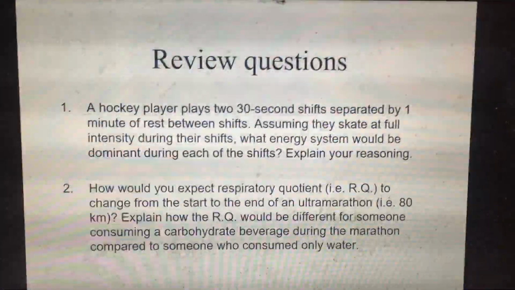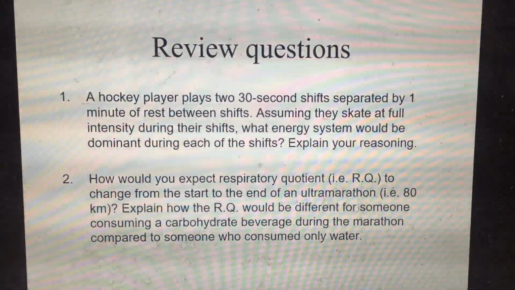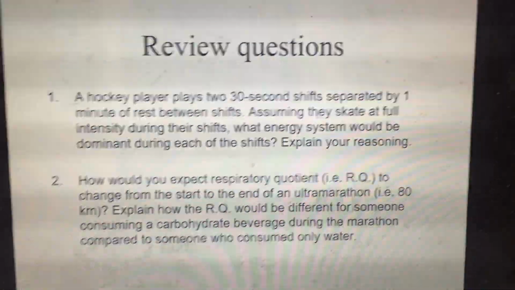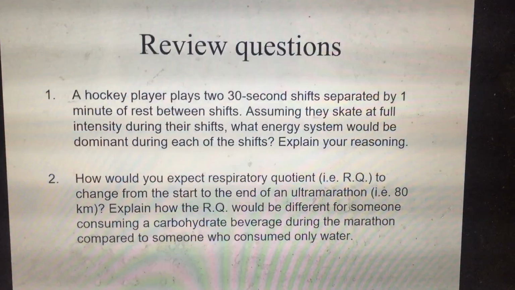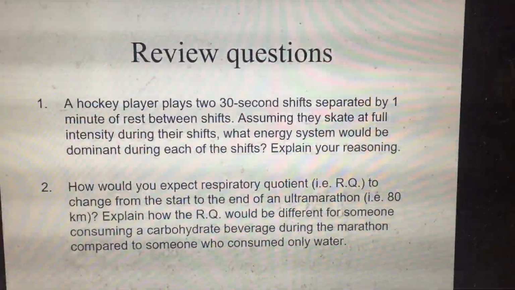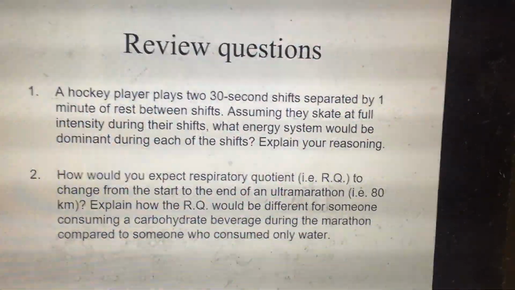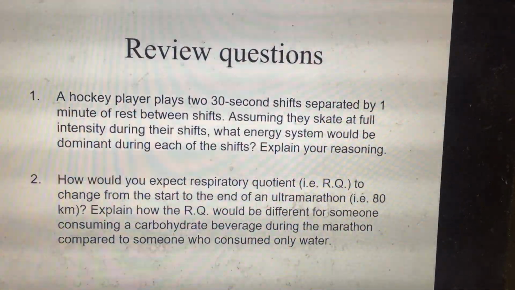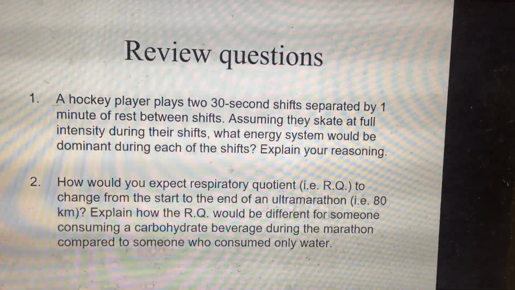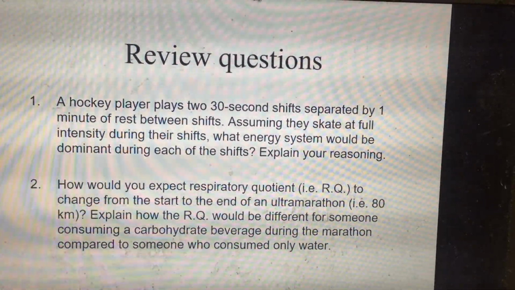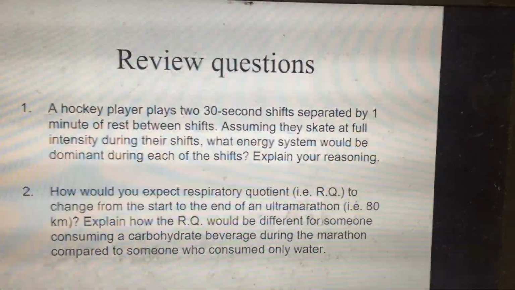So now I have these review questions. These are questions that I've cut and pasted from previous quizzes from other years of this course. These questions provide you a review on energy systems and also respiratory quotient, so carbohydrate versus fat metabolism. The first question gives an example of a hockey player who plays two 30-second shifts separated by 1 minute of rest between shifts. Assuming that they skate at full intensity during their shifts, what energy system would be dominant during each of these shifts? Then explain your reasoning.